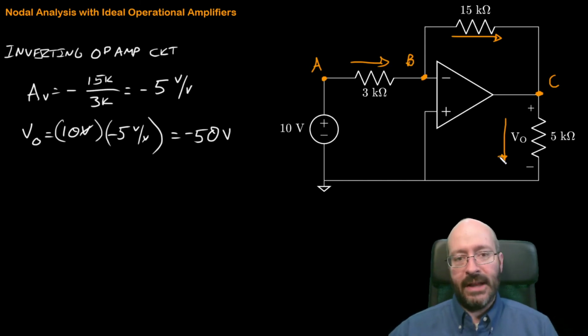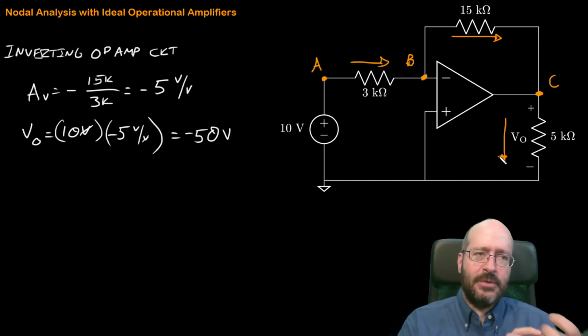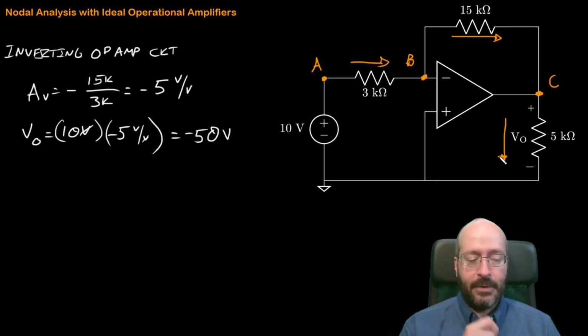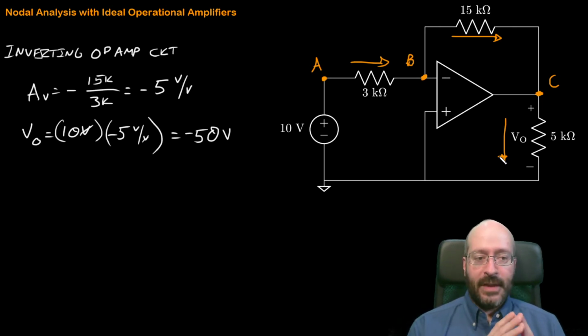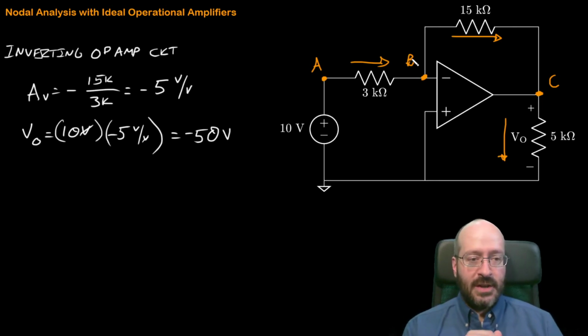Now we have to make our plan, and we have to use the assumptions about the op amp that I talked about in the previous video to help us build that plan. The voltage here is going to be equal to the voltage here. Okay, that's useful. And there's no current going in or out of these input terminals. We can't say the same thing over here.